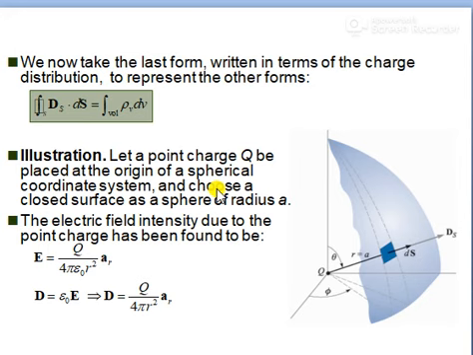Now note that whether the charge distribution is symmetrical or not, Gauss law holds for any closed surface but can be easily applied to symmetrical distribution. But Gauss law cannot be used to find E or D if the charge distribution is not symmetrical.